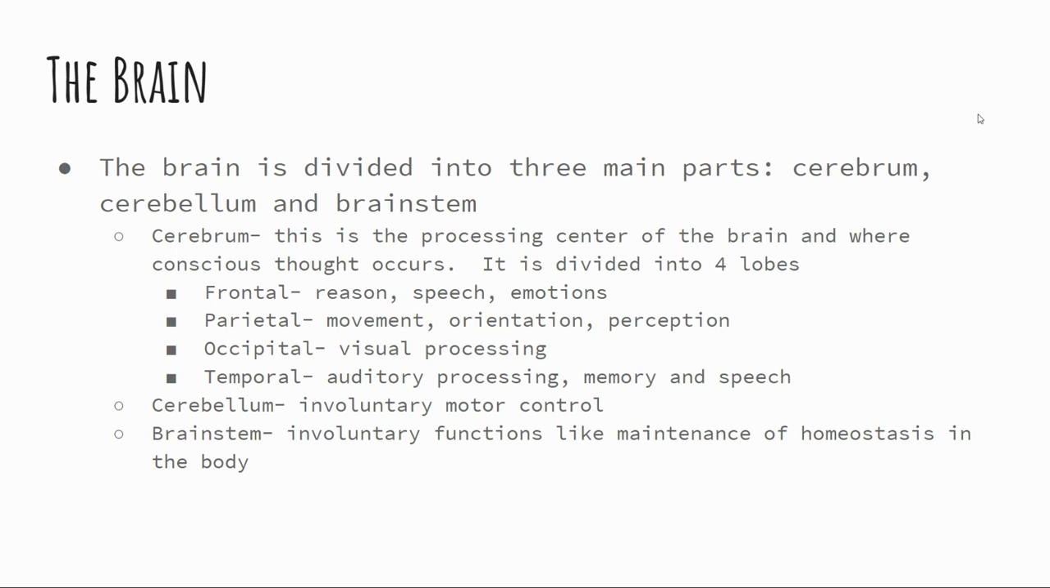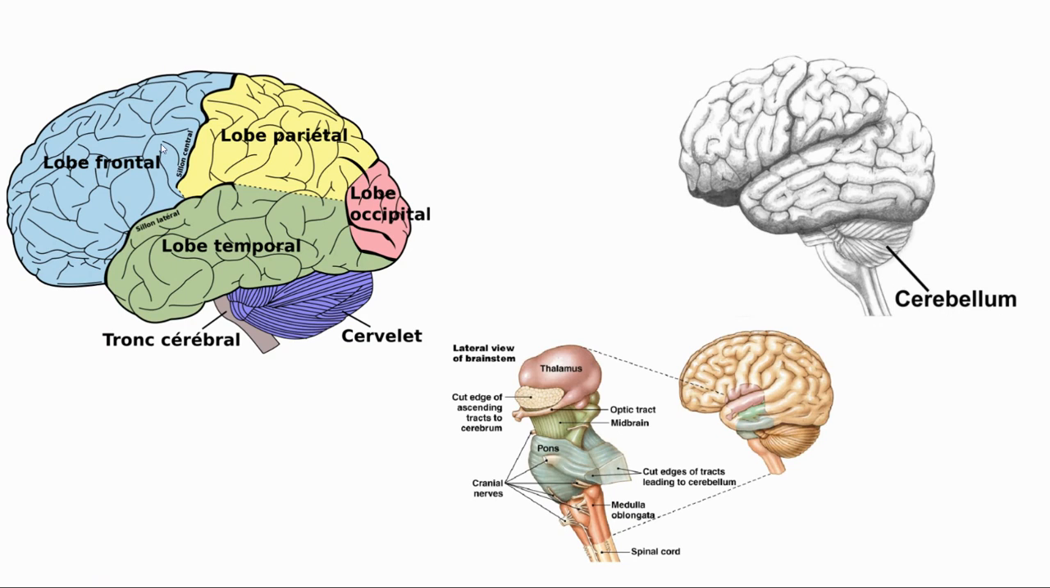Your cerebellum is involuntary motor control, meaning that this is where the automatic responses to stimuli occurs. And we also see that happening in the brainstem. So you have involuntary functions like the maintenance of homeostasis in the body. So sometimes some information never makes it to the brain. The brain is going to delegate things, so to speak, and the brainstem is really responsible for maintaining homeostasis. And you can see here you have your different parts of the brain, brainstem, cerebellum, all the lobes, and so forth.